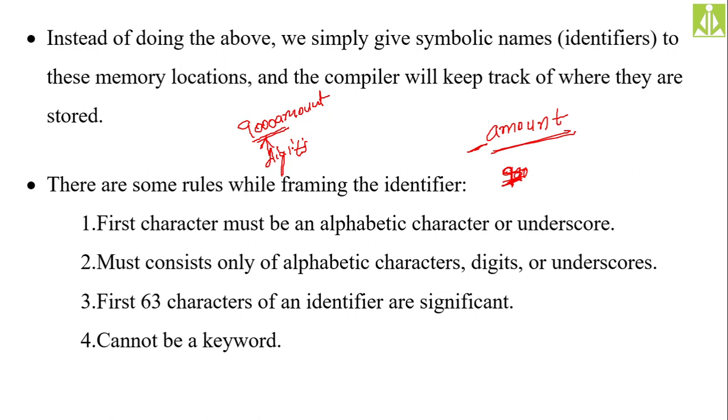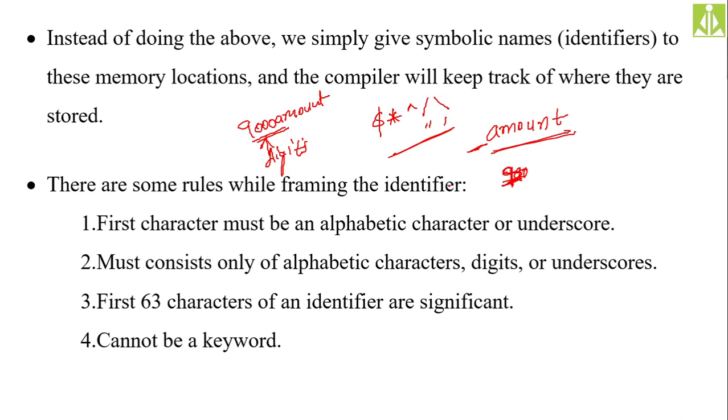The second point: it must contain only alphabet characters, digits and underscore. No other special character is allowed. When you are giving the name to your object, you cannot use the dollar sign, the asterisk sign, the caret, the slashes, single quotes, or double quotes. Like this you cannot use any other special characters.